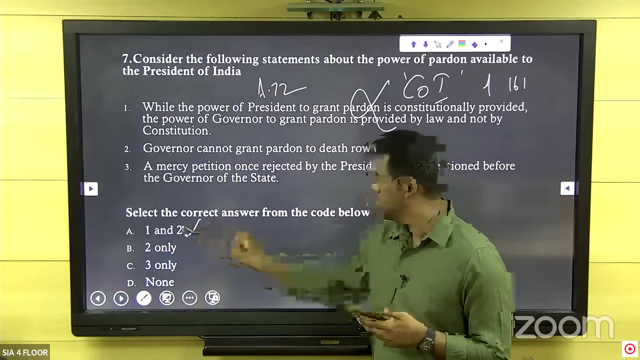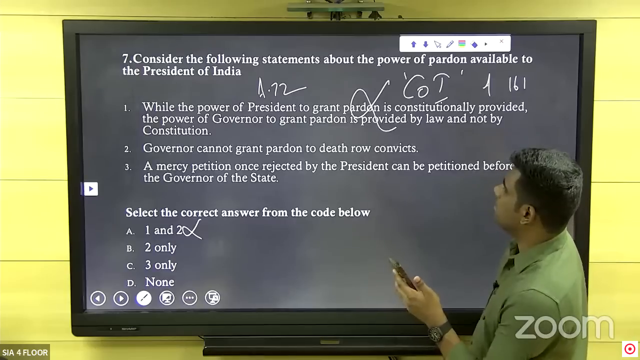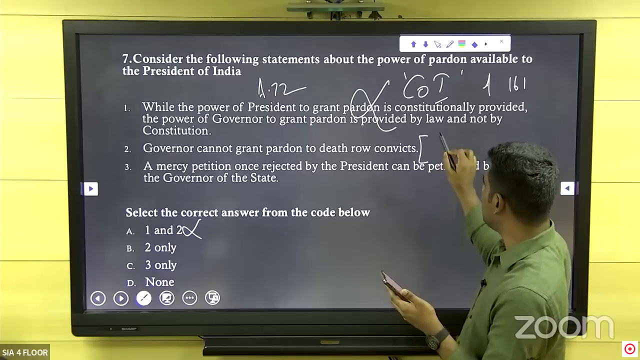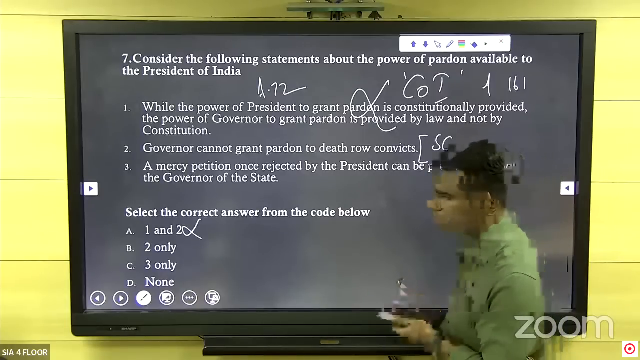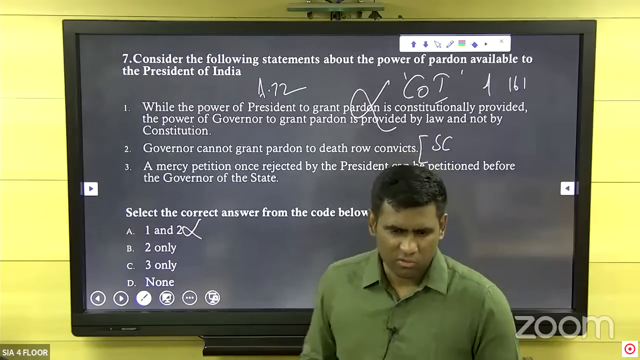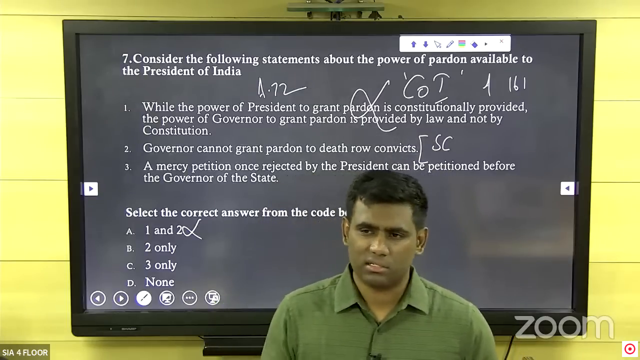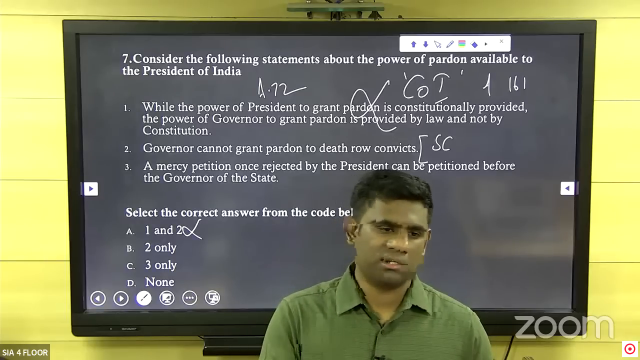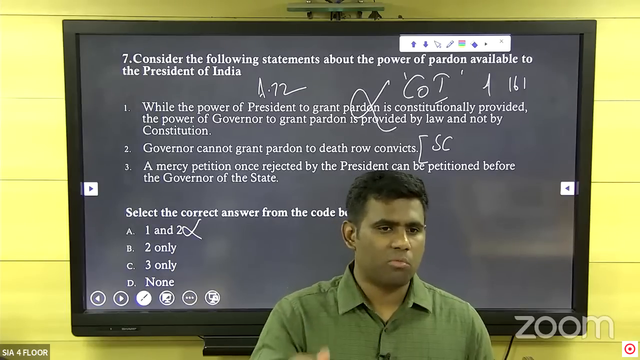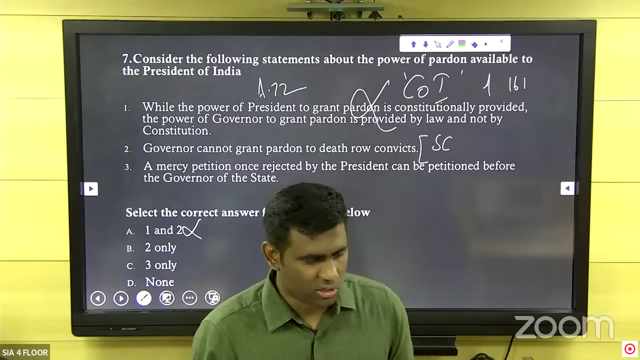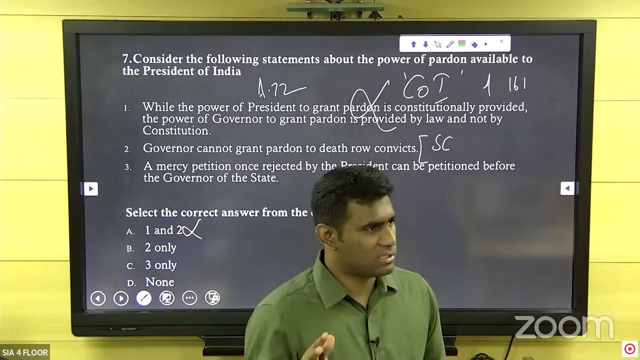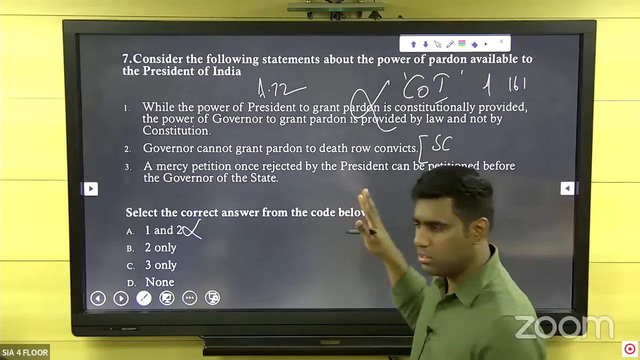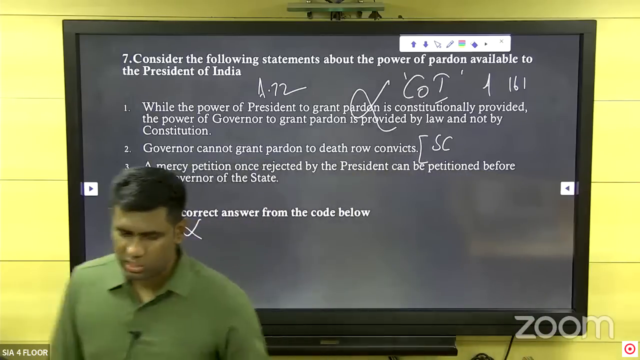We eliminate this. Okay. Second, governor cannot grant pardon to death row convicts. There is a recent Supreme Court judgment, in the month of August 2021, I think, where the Supreme Court has clearly given a judgment that the power of granting pardon also lies in the hands of the governor. Just that the death sentence should have been given under a state law, not under a union law. I know this contradicts your Lakshmikant, but this is the recent Supreme Court judgment. Maybe you can have a look at it.